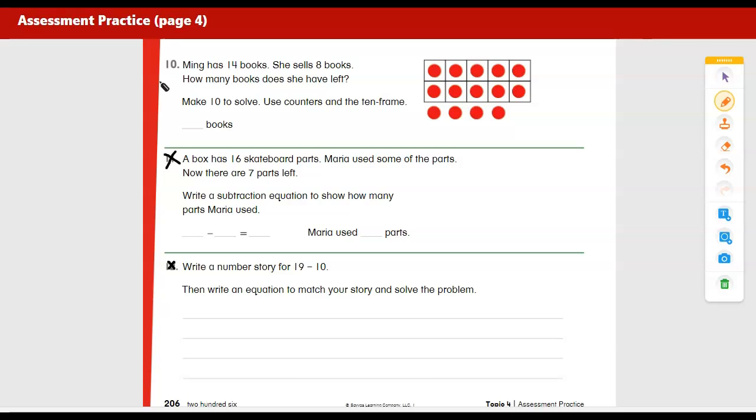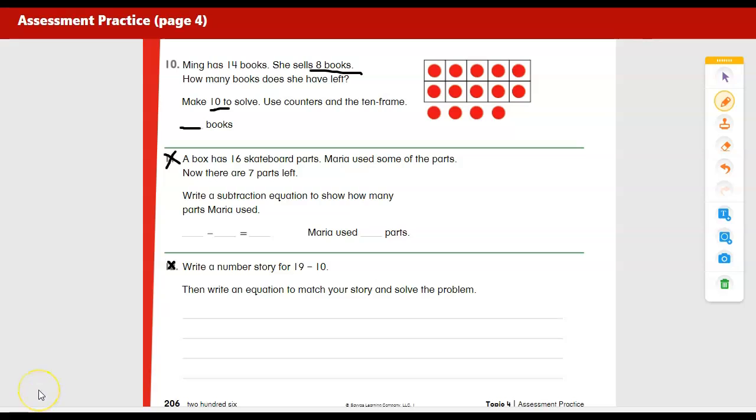So if Ming has 14 books and then she sells 8 of them, how many does she have left? You can use the tens frame to help you. So count the total number of counters that are here. Make 10 and show that she sold or took away 8 of the books. Then write how many she would have left.